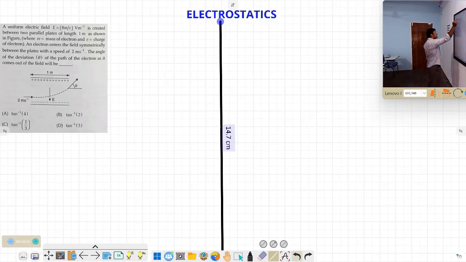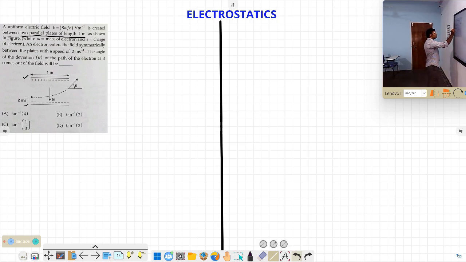E value is given in terms of volts per meter. We'll understand the unit of this one: the field is created between two parallel plates. Say two parallel plates are there, separated by a distance. What is the length of this one? 1 meter. And in between we apply the electric field.